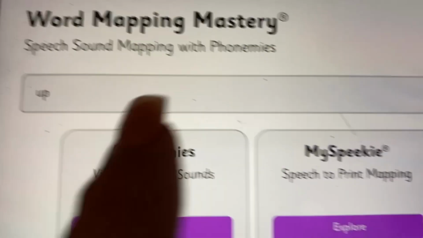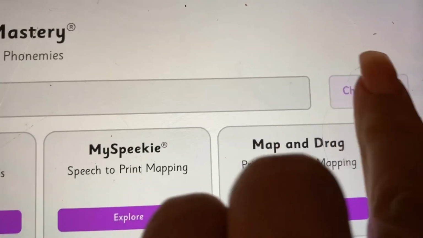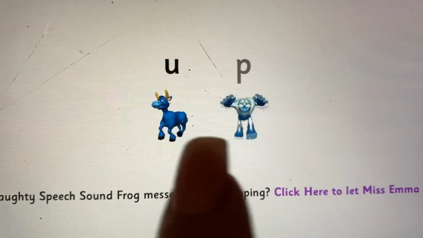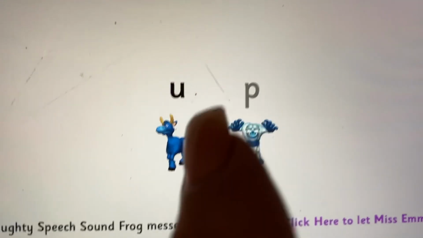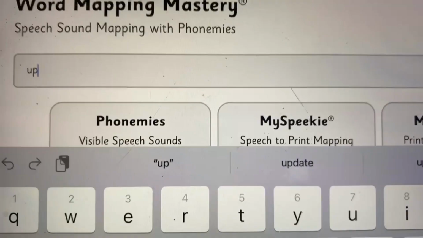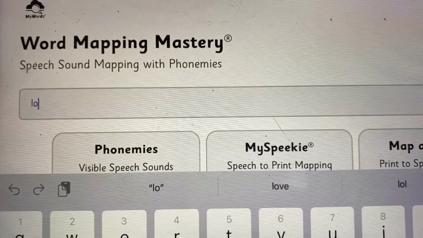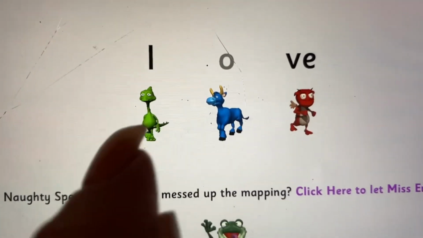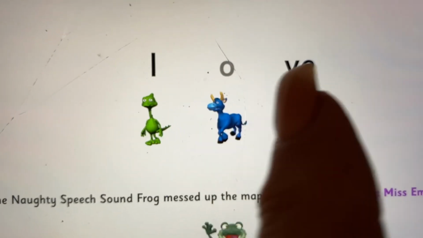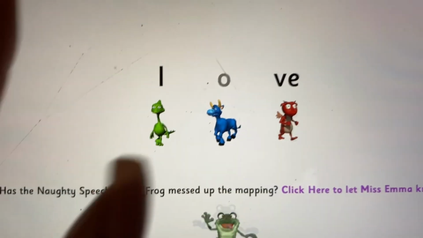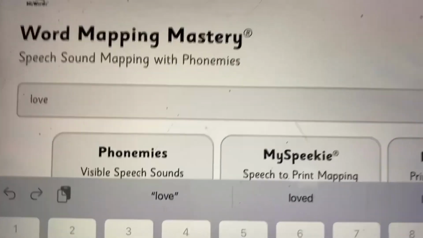So when we're mapping words like up, the speech sound monster, the phoneme, tells us the sound. So up. Here the U represents the sound. If we had a word like love, have a look at that blue cow again. Love. It tells us which letters go with the sounds. So in this word, the O is the picture for the sound.